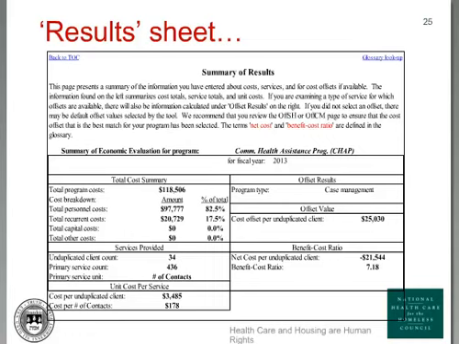Thanks, Molly. I'll turn it back to you for the next question. Thank you, Don. The next question is on the results sheet. How is the offset value determined, or how does the tool know which offset value on the earlier tabs to use?